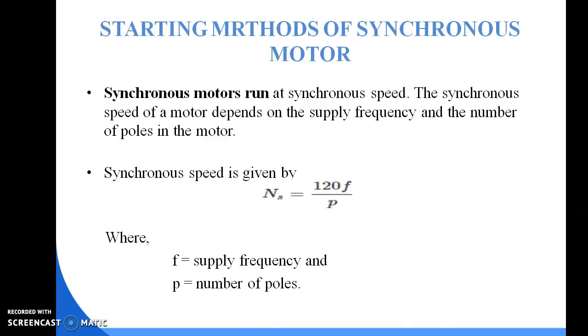So, synchronous motors run at synchronous speed. Obviously, the synchronous speed of a motor depends upon the supply frequency and the number of poles in the motor. We can also say synchronous speed is given by Ns equals 120 into F by P, where F is the supply frequency and P is the number of poles.